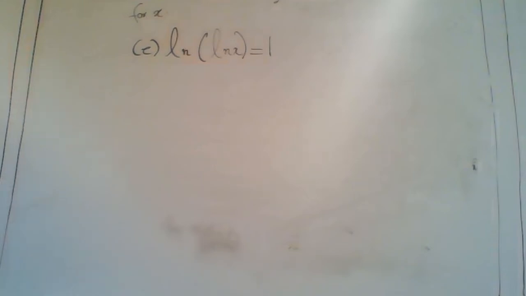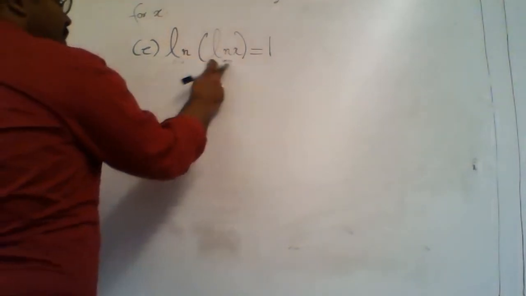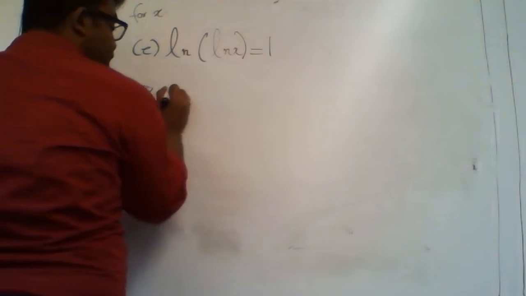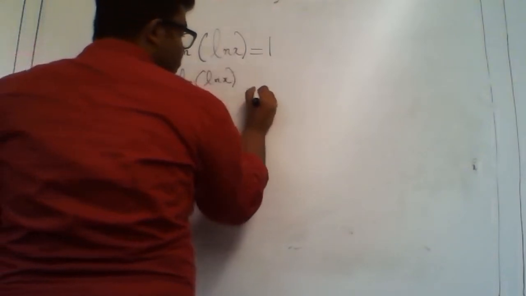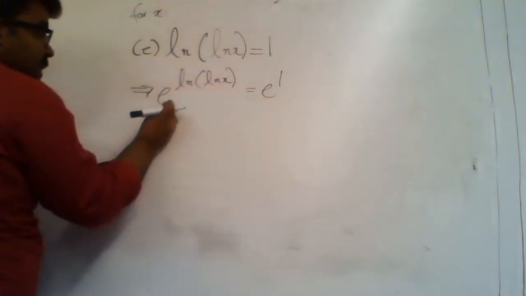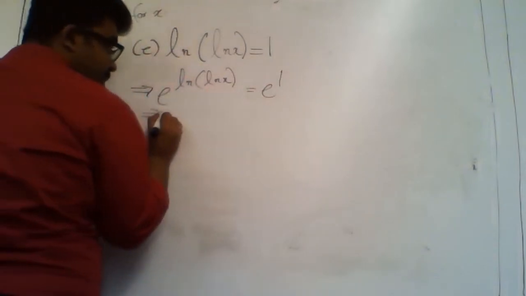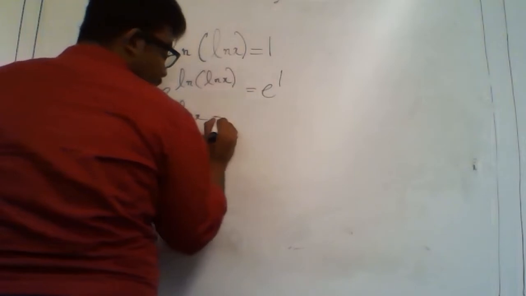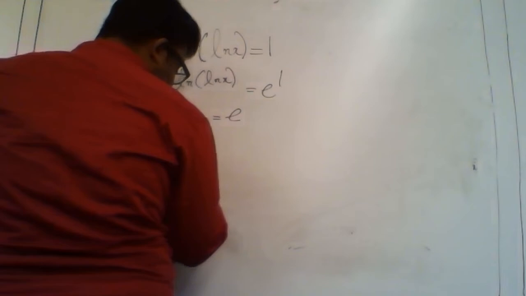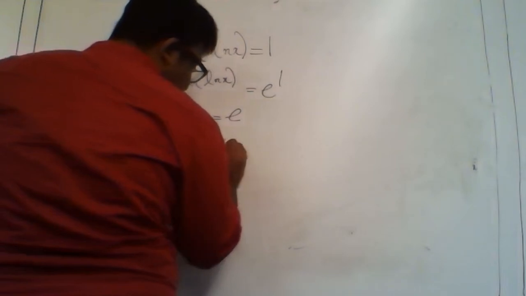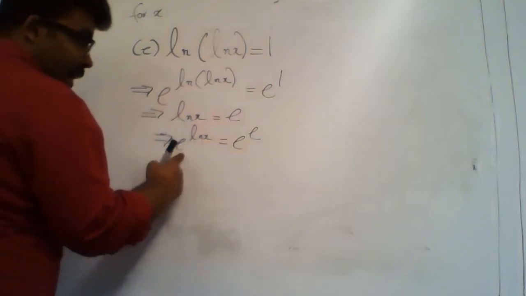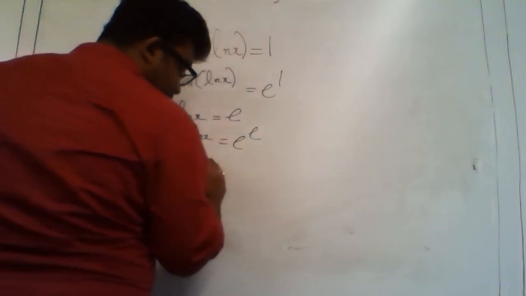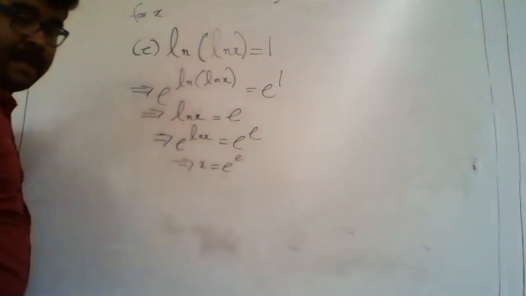Very easy. So first you apply e on both sides. You get e to the power ln x equal to e to the power 1. So this e and this ln will cancel each other and we'll be left with ln x equal to e. Now I will again apply e on both sides. So e to the power ln x equal to e to the power e, right? Finally, this e and ln will cancel each other. I will have x equals e to the power e as my answer.